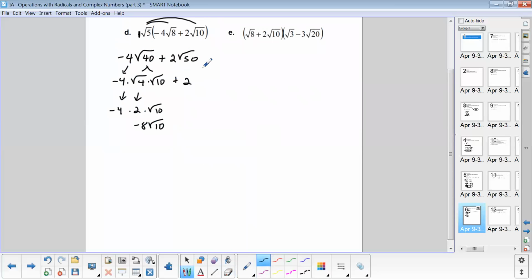Plus 2, and then 50 would be square root of 25 and the square root of 2. So that would be 2 times square root of 25 becomes 5. Bring the 2 down. Bring the square root of 2 down. So this will be 2 times 5 is 10 square roots of 2. And I cannot simplify because square root of 10 will not factor anymore. There's not a perfect square factor of the square root of 10.